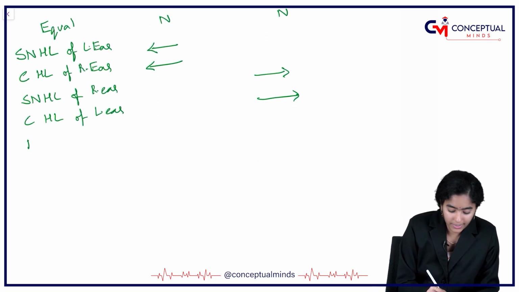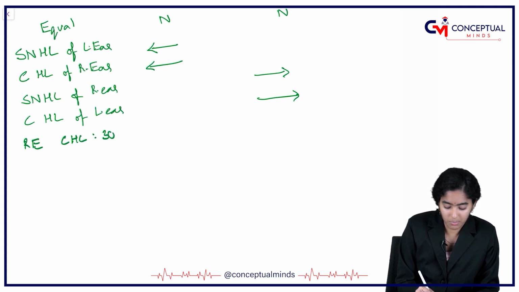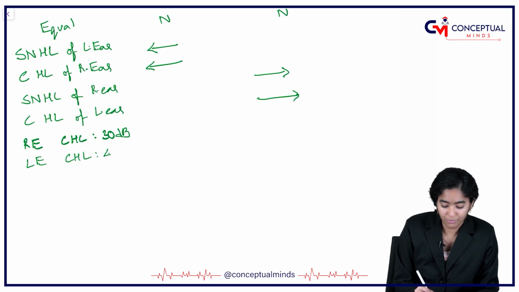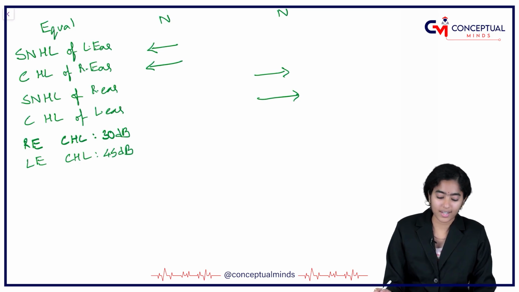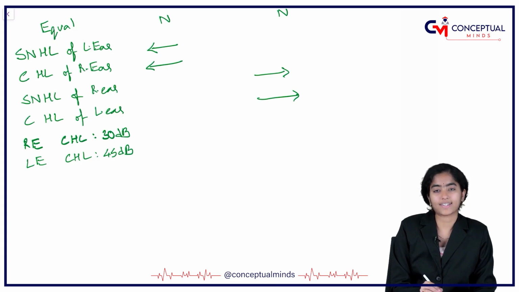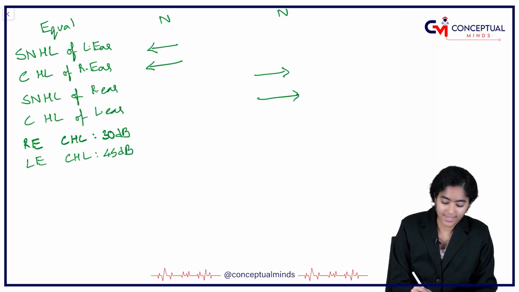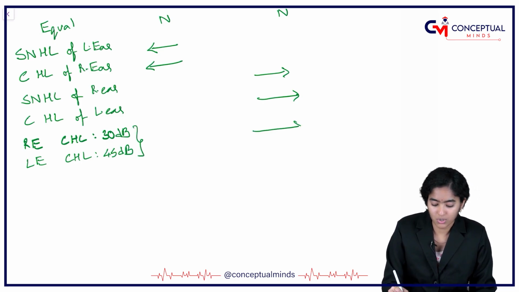Right side also there is a problem, left side also there is some problem. Say right ear conductive hearing loss around 30 decibels. Left ear conductive hearing loss around 45 decibels. Now what happens? What does our rule say? In conductive hearing loss, it is always lateralized to the worse ear. Which among these is the worse ear now? Right side 30 decibel loss, left side 45 decibel loss. So left is the worse ear. So in this situation, the sound is lateralized to the left side.